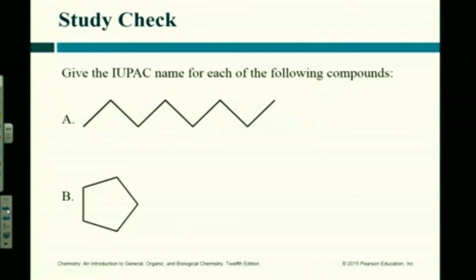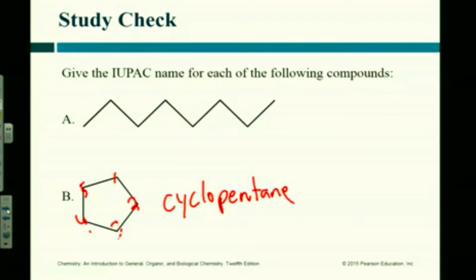Can you show the answer for that? I meant like with the little things around. 1, 2, 3, 4, 5 carbons. Right? Why is that not right? So there's 5 carbons, so it's pentane, but it's a ring, so it's cyclopentane. Okay? That makes sense? Yes, ma'am.